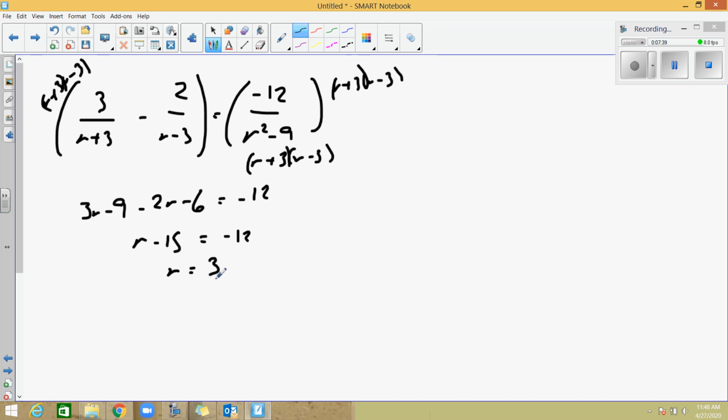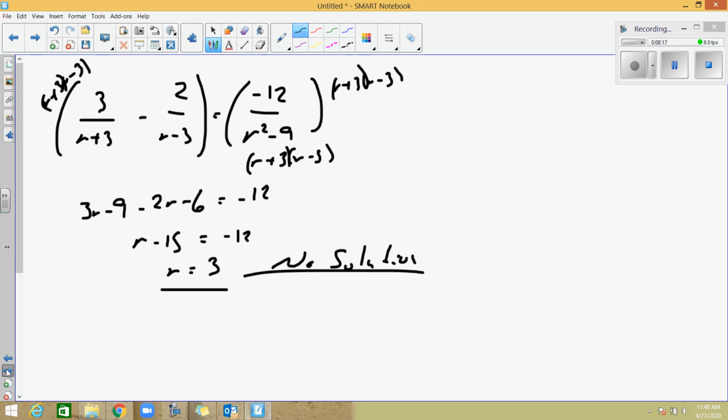Now, here's the fun part, right? If I've done my math right, r is 3. But it can't be 3, because if I plug it in here, this would be 6, that's great, but this would be 0, which would make this undefined. So when I started out, I could have answered that r could be anything except negative 3 or positive 3. Well, I've done my work and everything turned out right, but that answer is not right. So I have no solution. I must check at least my denominators to figure this out.